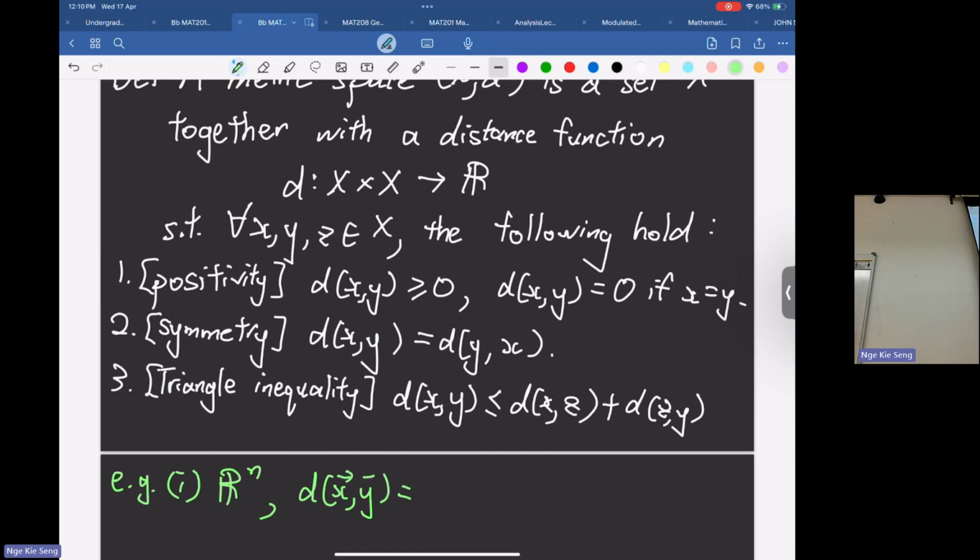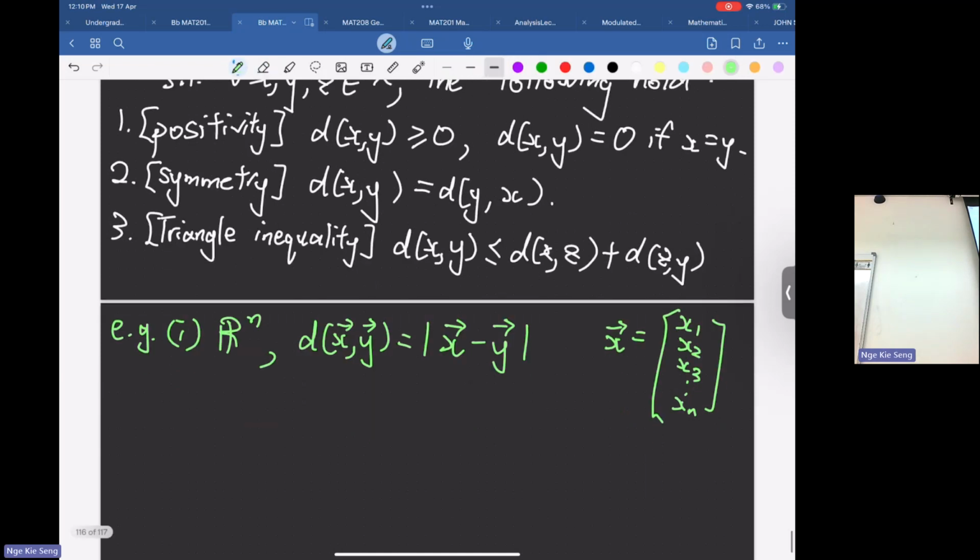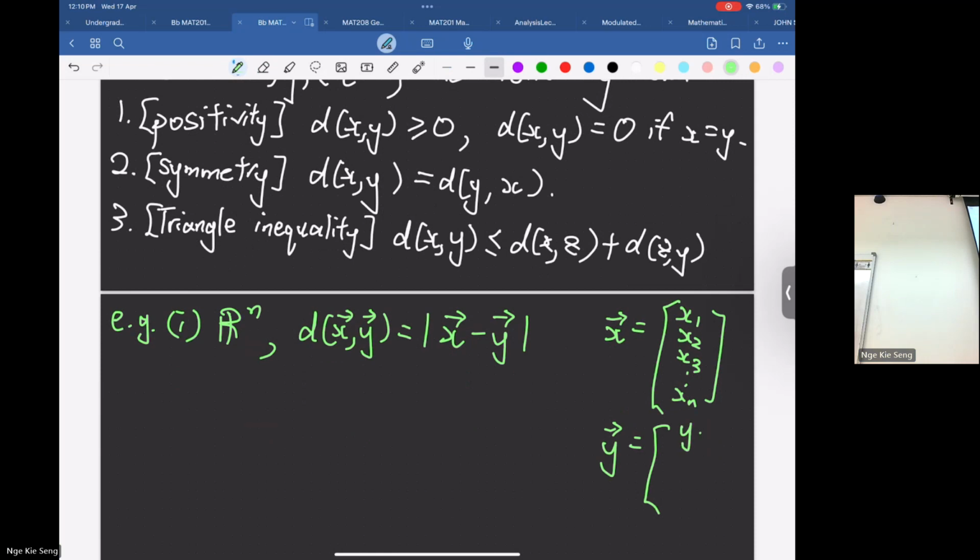Typically, you would write, for example, the absolute value of x minus y. But what is this really? So you represent your vector as some column vector, say something like this, and y is this. How do you define the distance between these two vectors? Pythagoras theorem. Yes, by the Pythagoras theorem.